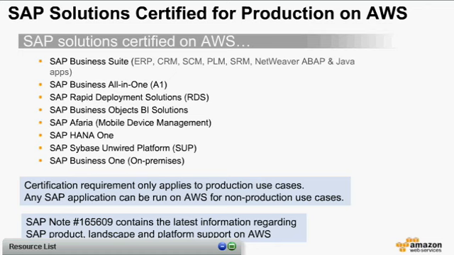But HANA, you can now deploy a full production version of HANA on AWS and bring your license to AWS to use that. We'll talk specifically about that in just a moment. The Sybase and Wired platform, Business One, and any recommendations or other parameters around this can be found in SAP Note 165609, and we update that frequently, so I would encourage you to take a look at that from time to time.